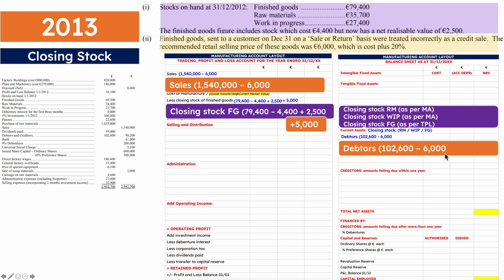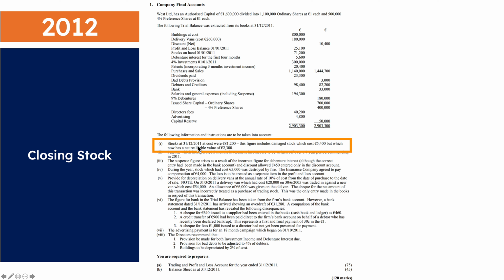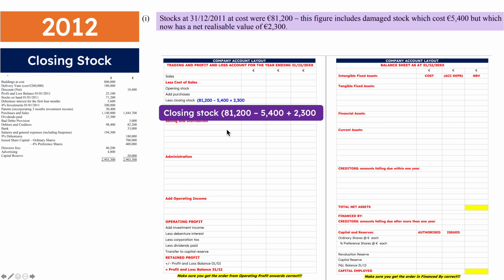Now in 2012, stocks at 31st of 12th 2011 at cost were 81,200. This figure includes damaged stock which cost 5,400 but which now has a net realisable value of 2,300. So we have closing stock here, 81,200 minus 54 plus 23, and that goes also into the current assets. So whatever we get in the TPL, we'll put in the current assets. So that was a very quick one.